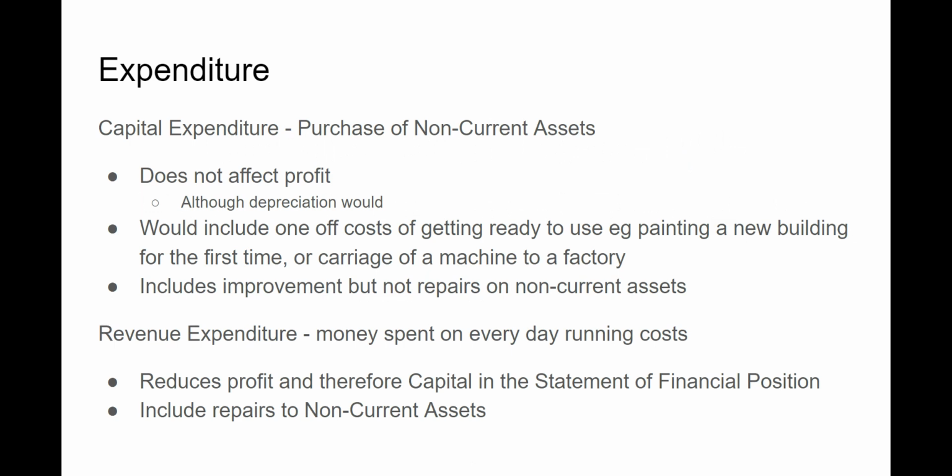Revenue expenditure is money spent on everyday running costs. Okay, that does affect our profit because it appears in the expenses section of the income statement, or it would appear as part of your purchases of goods for resale and therefore in the cost of sales calculation. Indirectly, it will affect the statement of financial position, but that's because expenses reduce profit and a lower profit reduces the owner's equity or capital.